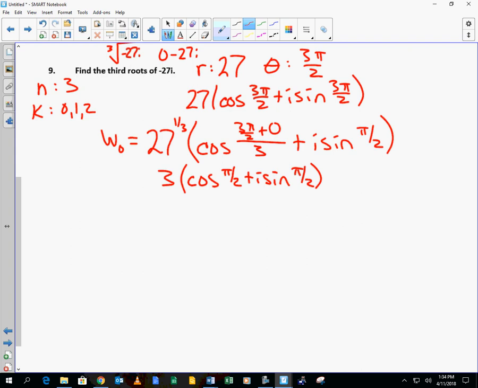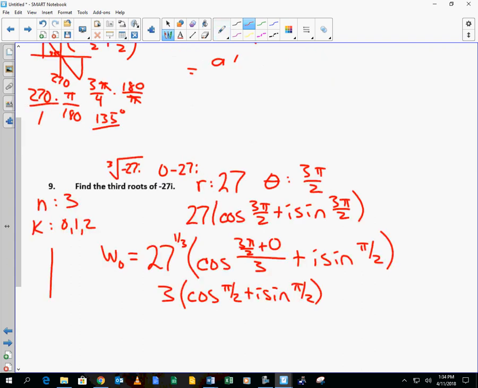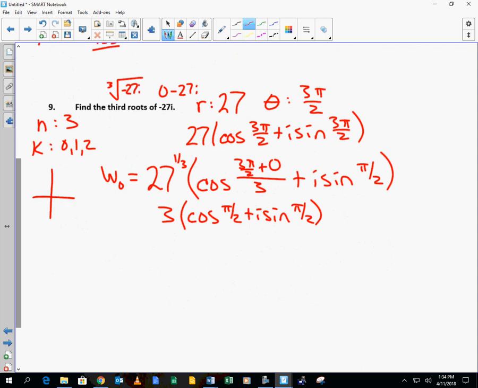That's trigonometric form. Let's turn it into complex form. What's cosine pi over 2? So this is where you have to locate this point, which is (0, 1). Is cosine the x value or the y value? It's the x value. So cosine of pi over 2 is 0. So you end up with 3 times 0. What's the sine of pi over 2? 1. And 1 times I is I. So therefore you get 3I.